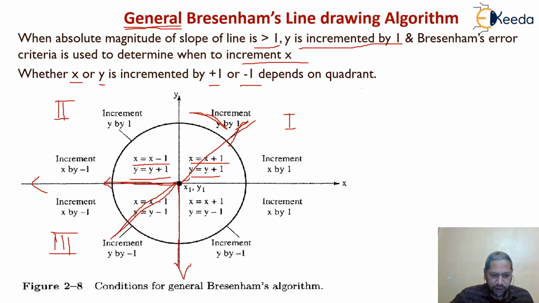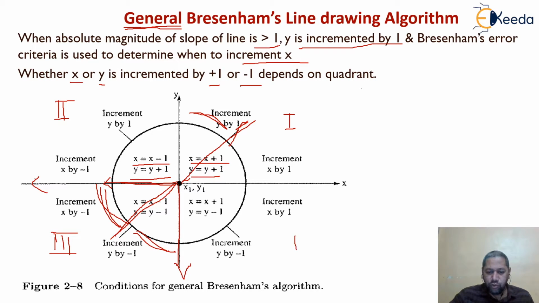Now if I divide this quadrant into octants, suppose this is my line. If my line is in this particular area, what will happen? Y is always decremented, or incremented by -1, means it is decremented by 1, and my X depends upon the error term, that we have to find out. Suppose my line lies in this other area, what will happen? X is always decremented by 1, or incremented by -1. X is equal to X minus 1 always, and Y depends upon the error term.